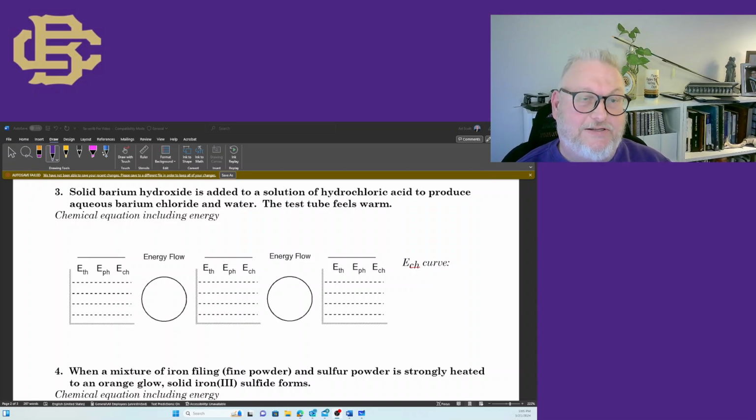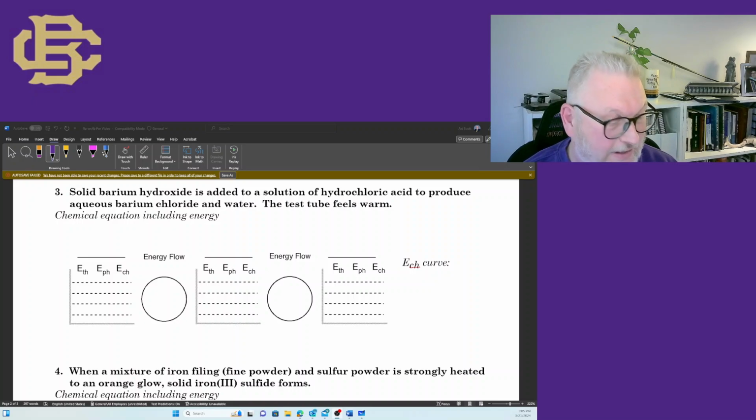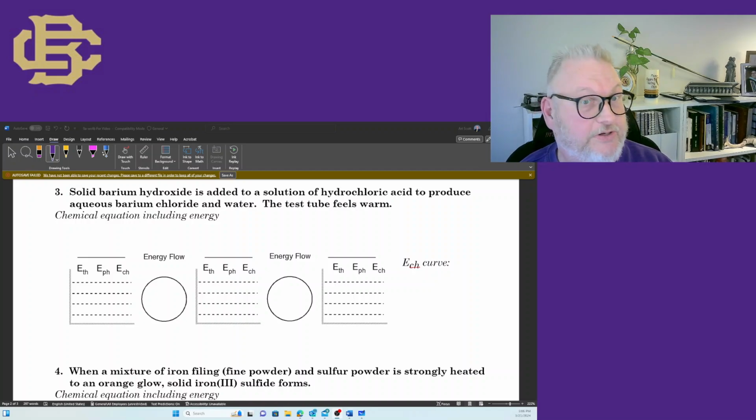Let's dig into this and let's have a little bit of fun and understand an exothermic reaction. So I've got something on the screen here. Solid barium hydroxide is added to a solution of hydrochloric acid to produce aqueous barium chloride and water. So the test tube feels warm. Let's see what we've got here.